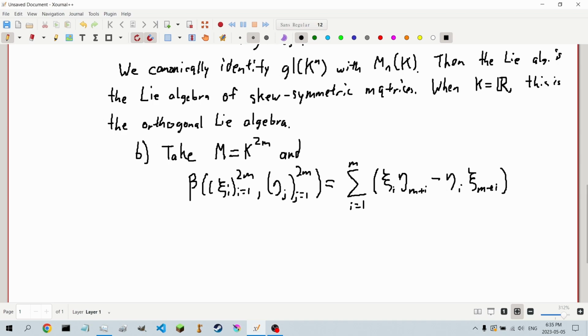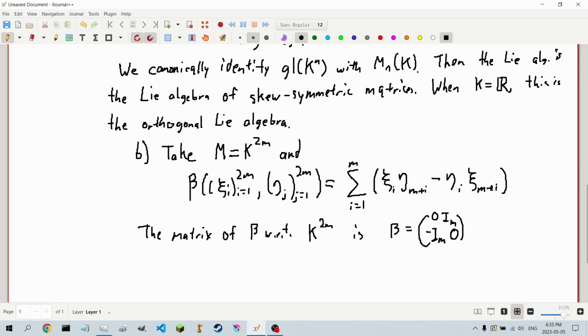And so the matrix of beta with respect to the canonical basis of K^2m is, so beta equals, so has 0, the m dimensional identity, the negative of the m dimensional identity, and the 0.